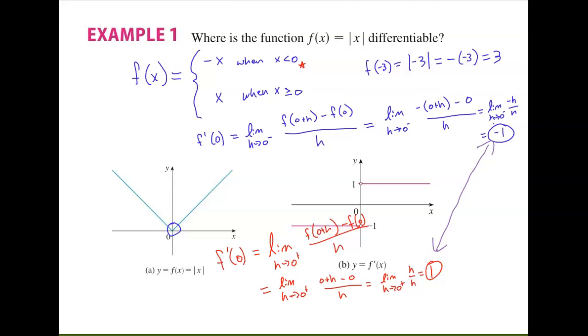And if you look at the graph of the derivative, you get this second graph over here. And you can clearly see that at 0, the graph is undefined, right? Everywhere else, the derivative is defined. So this fails to be differentiable at 0.